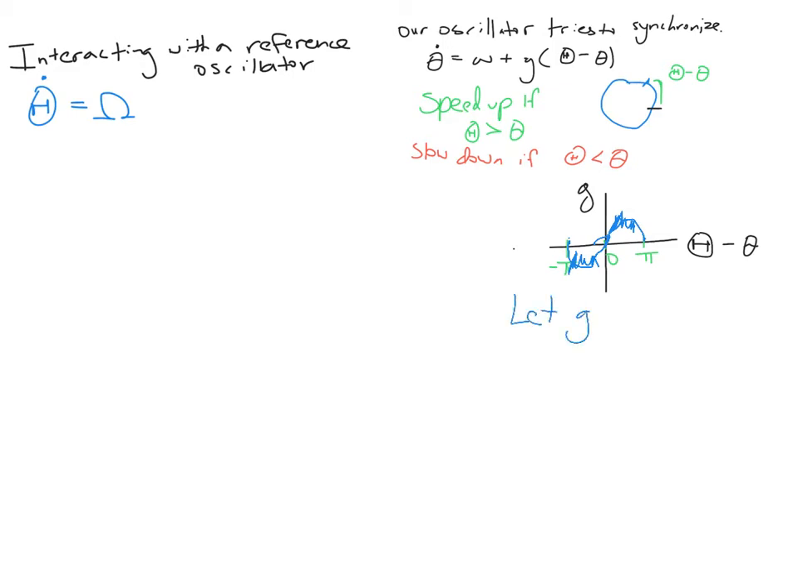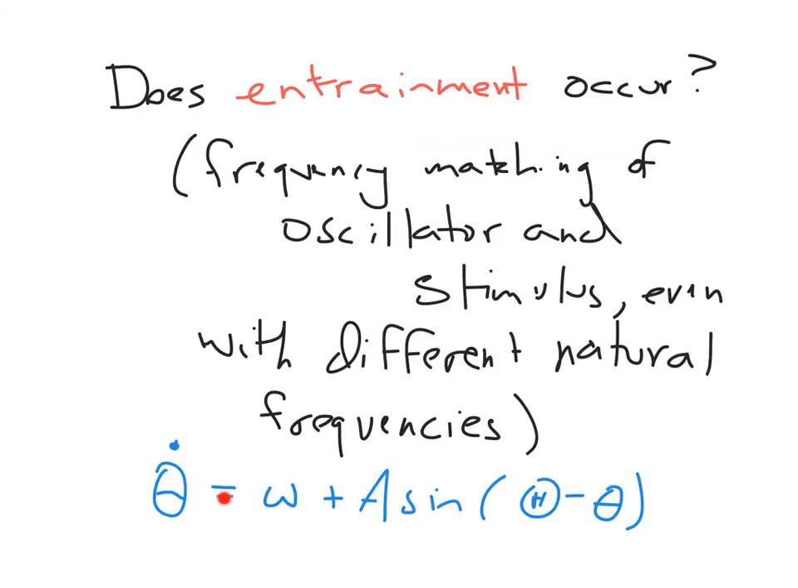Let g equal a sine of the phase difference, where a is some kind of magnitude, which tells us how much the oscillator would speed up extra for a given phase difference. We have a model of how it might make sense for an oscillator to respond to a reference oscillation when it's trying to match its phase.